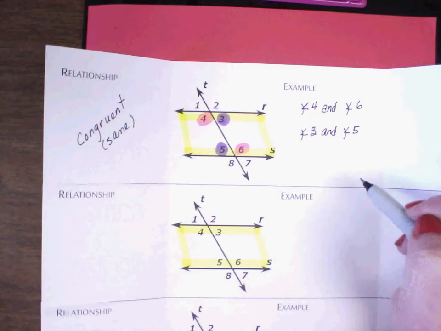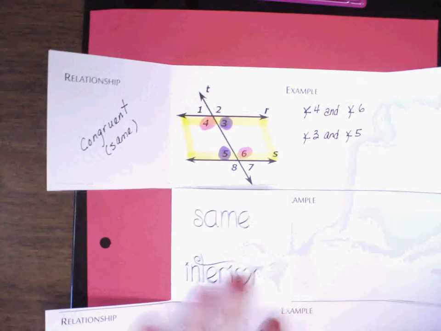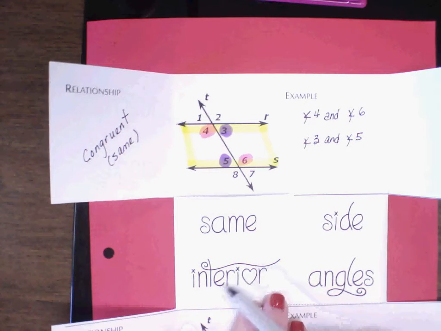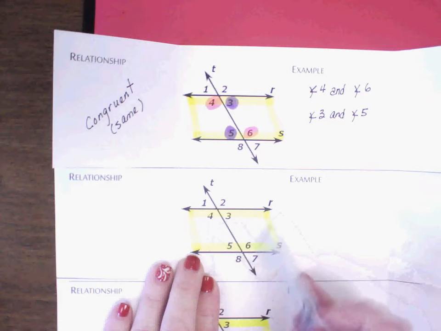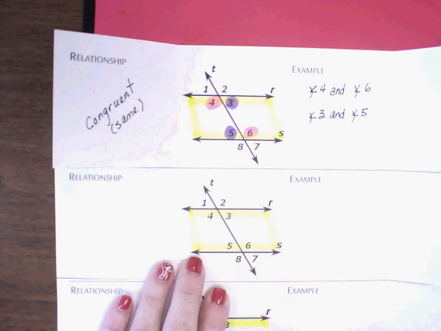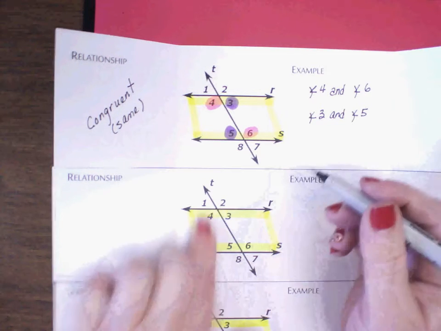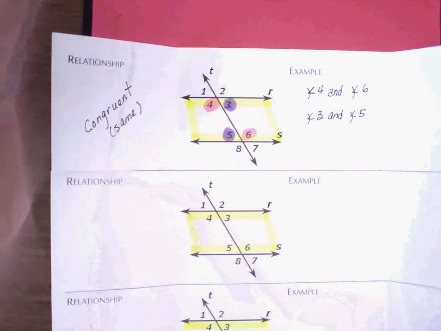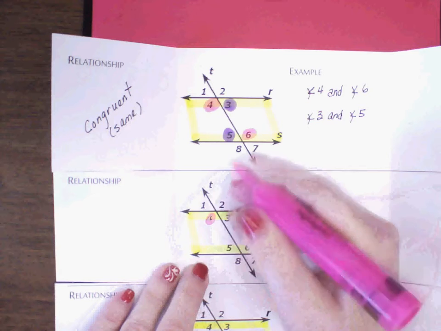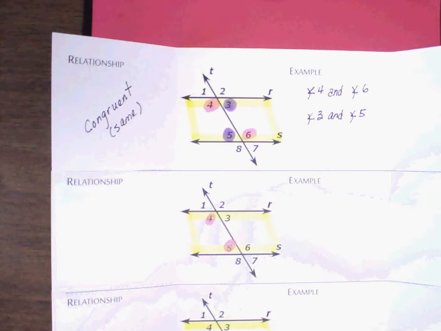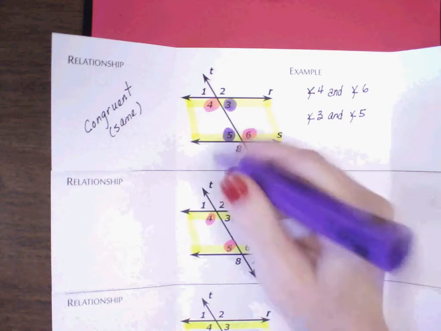All right, let's do same side interior angles. So if they're interior, they need to be inside, right? And if they're the same side, they need to be on the same side. Very good. You got it. Say that again. 4 and 5. And 3 and 6.